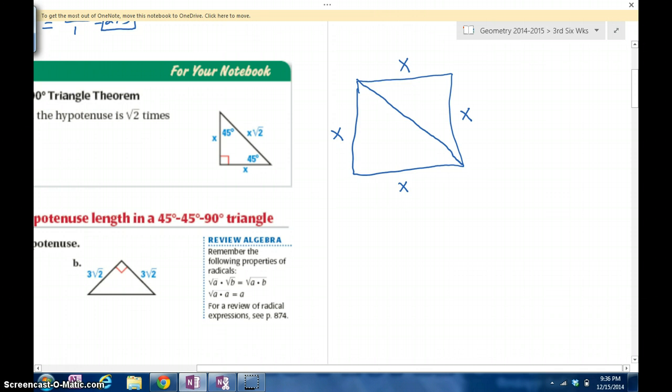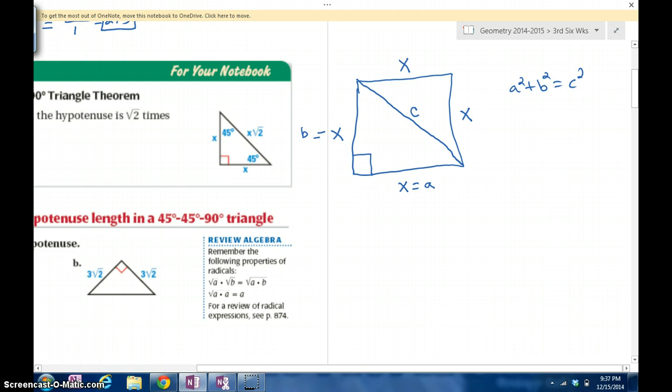We need to know how long that diagonal is. We know that we have right angles in a square. So to figure out what this diagonal is, we know that this is our hypotenuse, opposite of the 90-degree angle. Our legs, we can label them as A or B, however we see fit. We'll use our Pythagorean theorem here to figure out the side length of C.